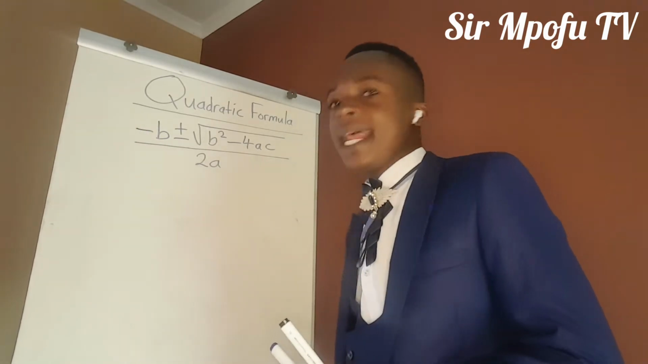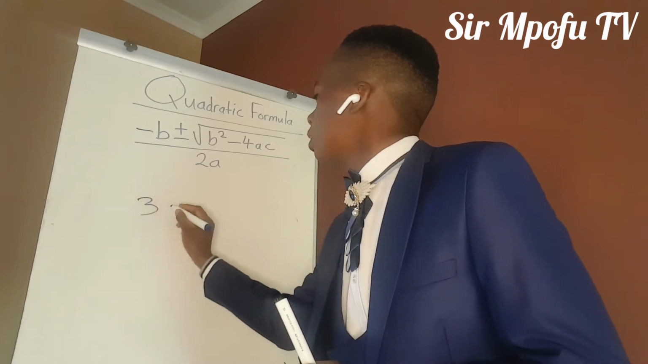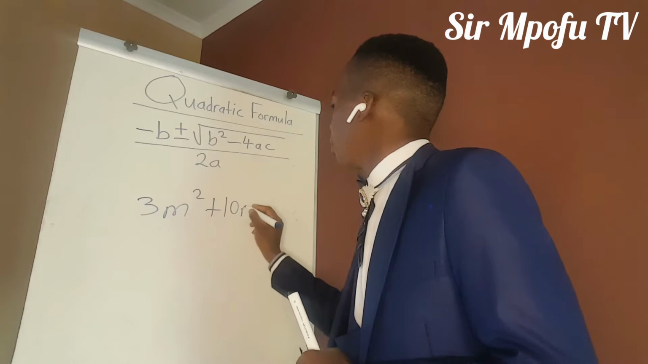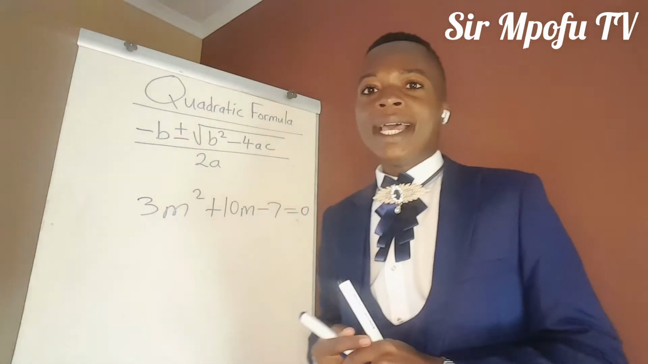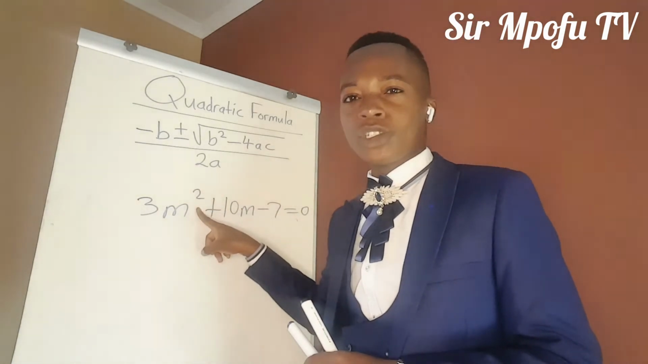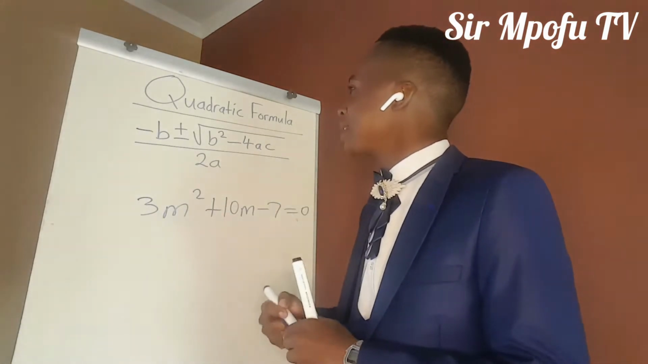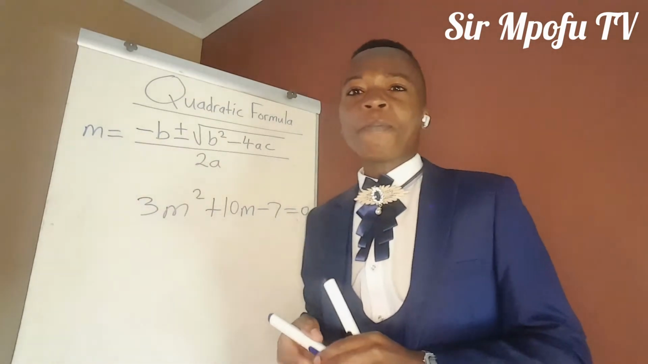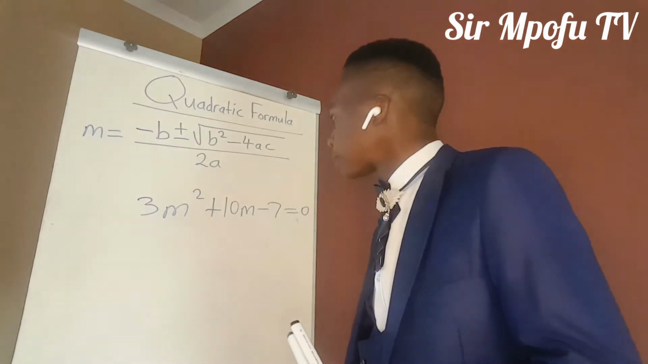For instance, let's say you have 3m squared plus 10m minus 7 equal to 0, like this. This is a quadratic equation. Why? Because the highest power is 2 and it's not x. So if it's not x, you're going to say m is equal to minus b plus or minus the square root of b squared minus 4ac, all over 2a.